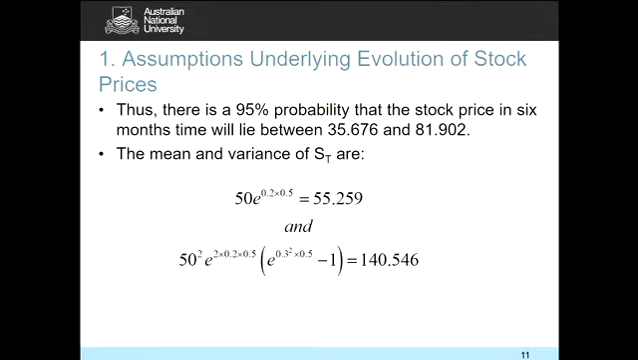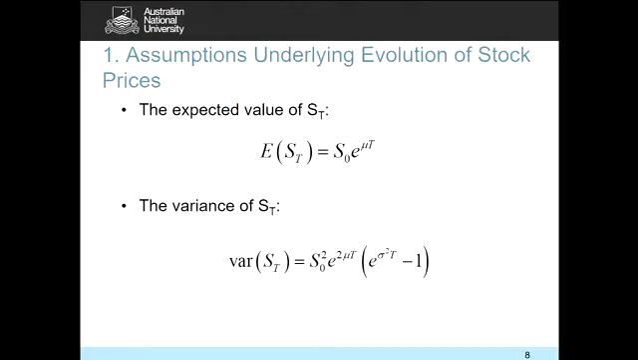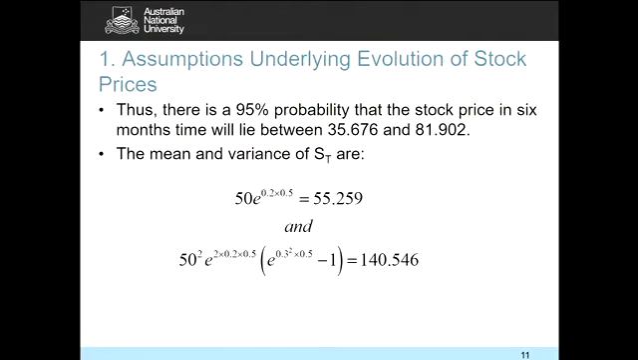And then in terms of finding possible final values, we just go ahead and use these two formulas here. So expected final spot price will be the $50 today multiplied by e to the power of our 20% expected return times half a year, which gives us 55.259.